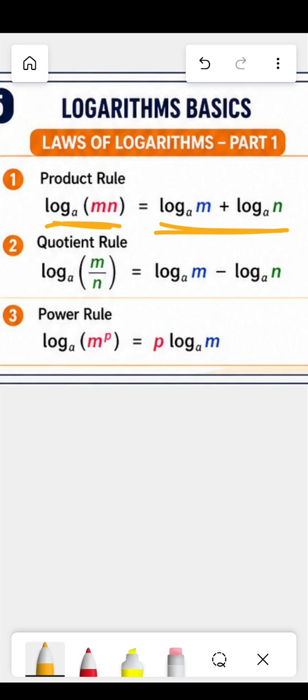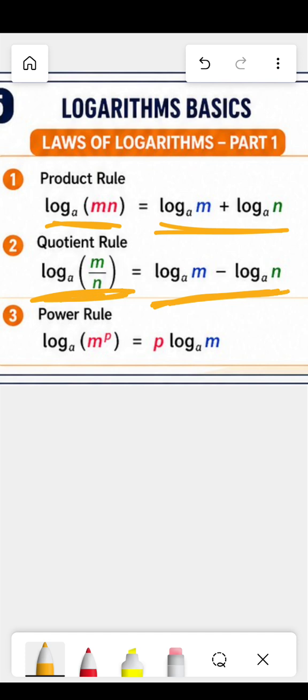Next, quotient rule. Log m by n base a is equal to log m minus log n. Quotient rule is log m by n is equal to log m minus log n.